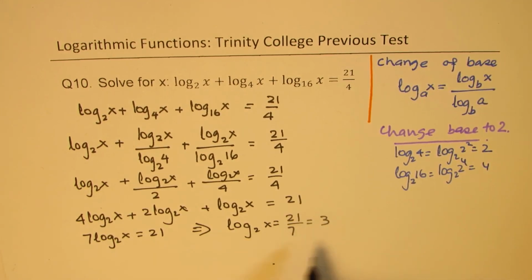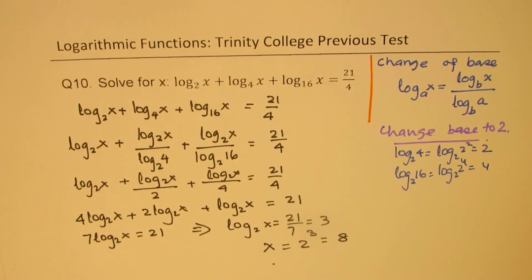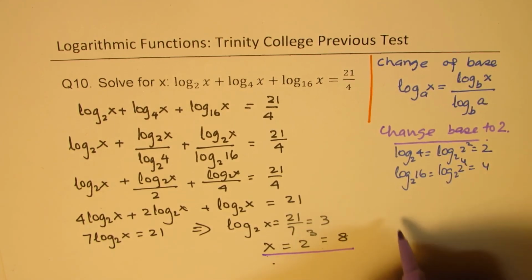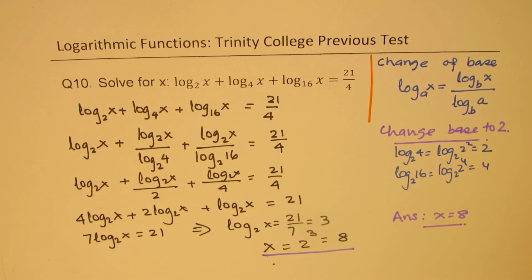So now writing it in the index form, we can write x as equal to 2 to the power of 3, which is 8, correct? So we have solved for x, which should be 8, right? So our answer is x equals 8. So that is how we are going to solve this question. I hope it makes sense.